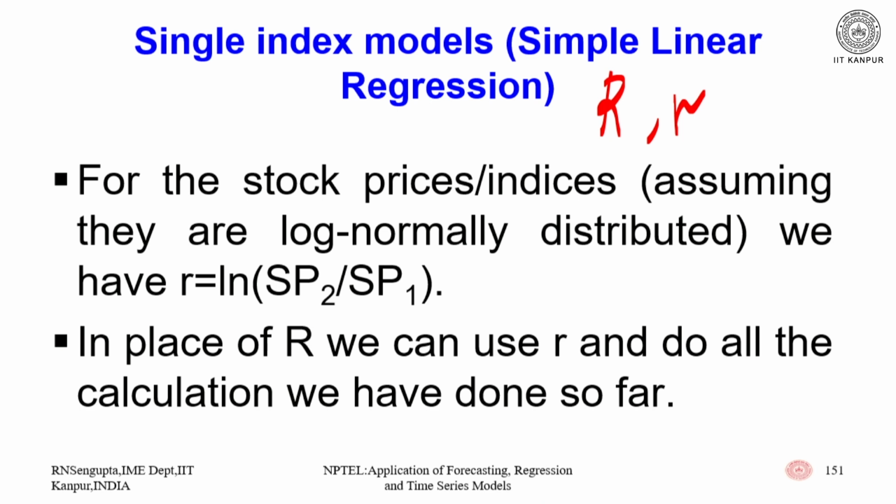Now, just for information, it is not relevant for this course, but the concept of continuous compounding interest rate comes from the fact that you are utilizing the value of small r, which is the rate of return expressed in this formula, ln of P2 by P1 or ln of SP2 by SP1. In place of capital R, we can also use small r and do all the calculations we discussed in the last class, and the analysis would remain the same.